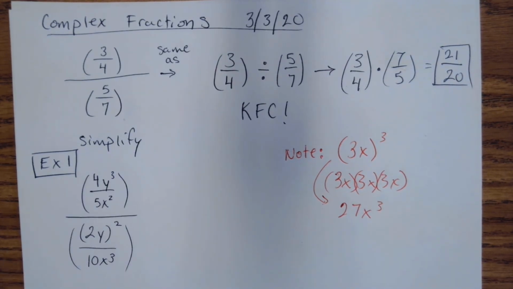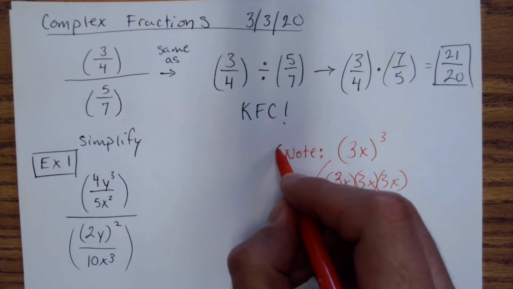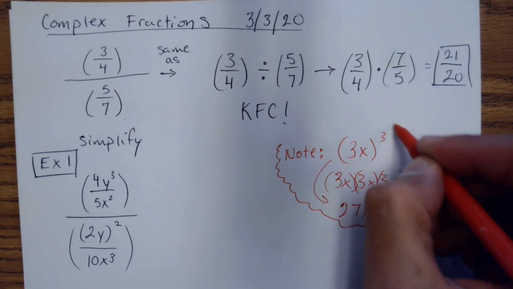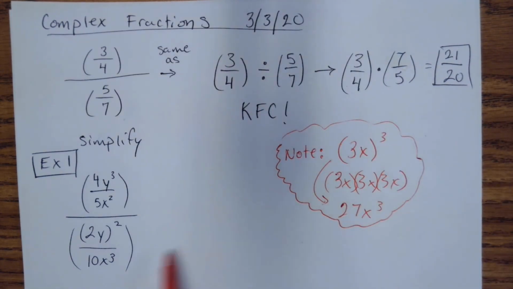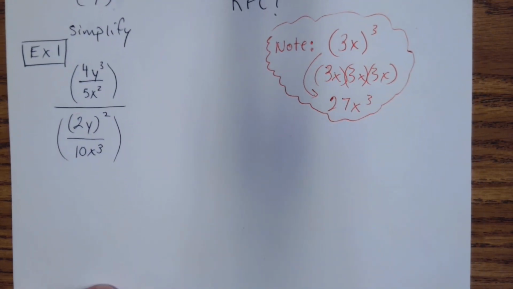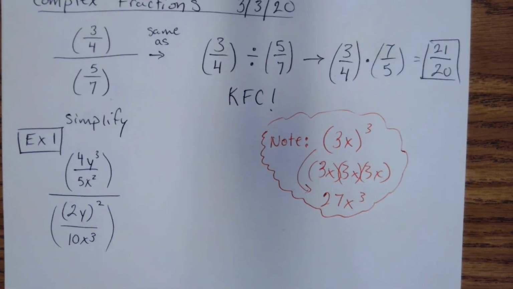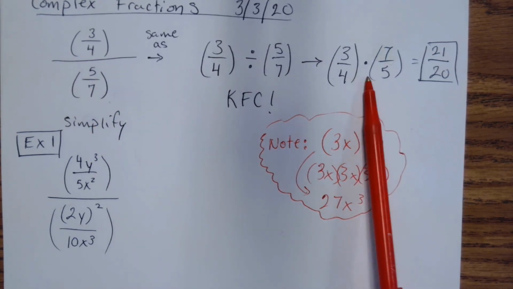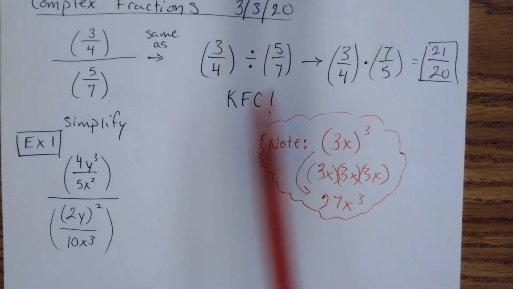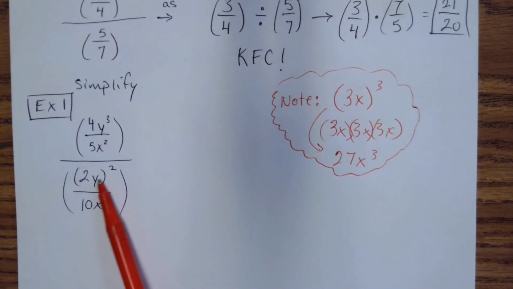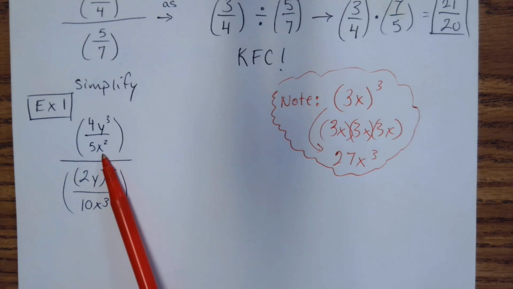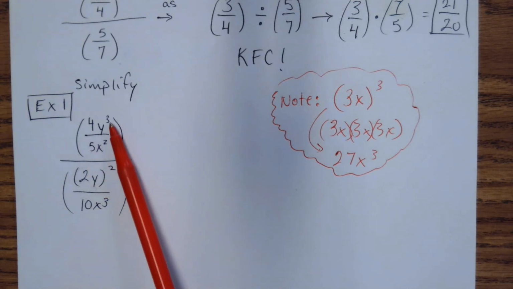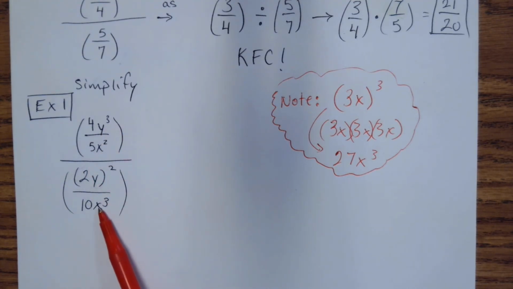This looks way more intimidating than it will turn out to be, in my opinion. I'm going to put this in a little bubble. The whole reason I wrote this out was so we can deal with this part. And it should be pretty much okay. Remember, I'm going straight from this piece to this piece, the multiplication. It's 2y quantity squared, 5x squared, 4y cubed, 10x cubed.